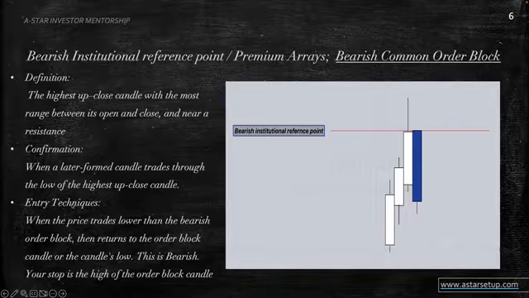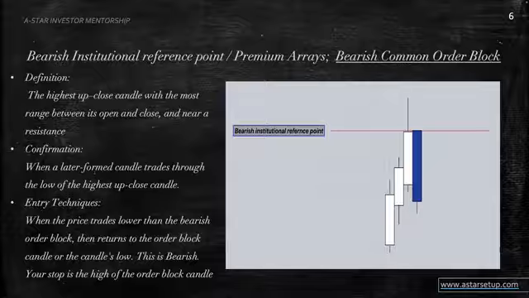And the entry technique for trading the common order block is when price trades lower than the bearish order block, then returns to the order block candle or the candle's low. This is bearish. Your stop is the high of the order block candle.